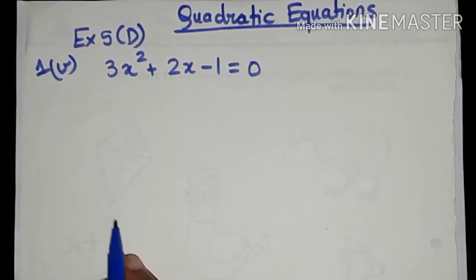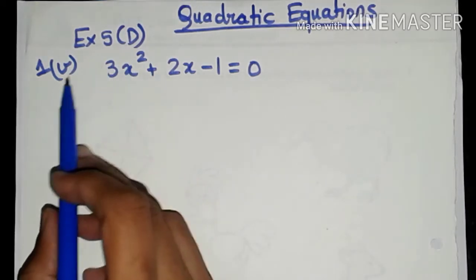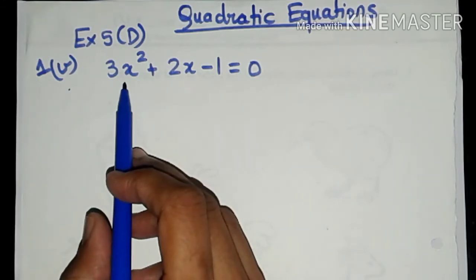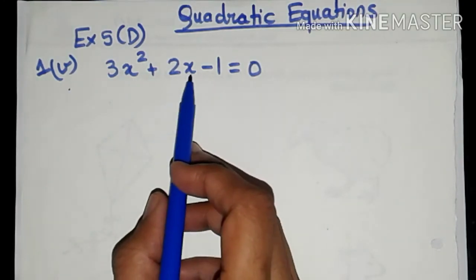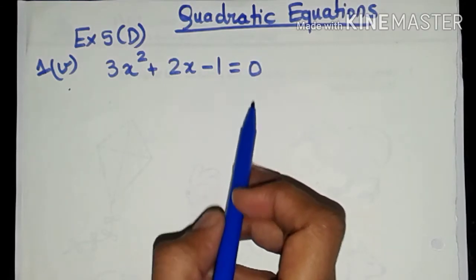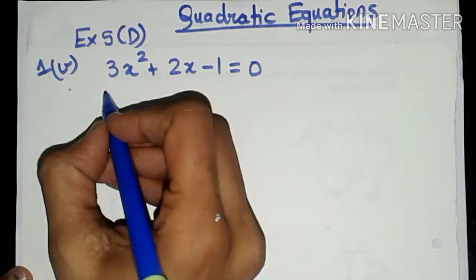Welcome back. In this video we will be continuing with exercise 5D, the first question, fifth part. So what is the equation here? 3x square plus 2x minus 1 equal to 0. We have to solve this using the formula. So let us start with this.